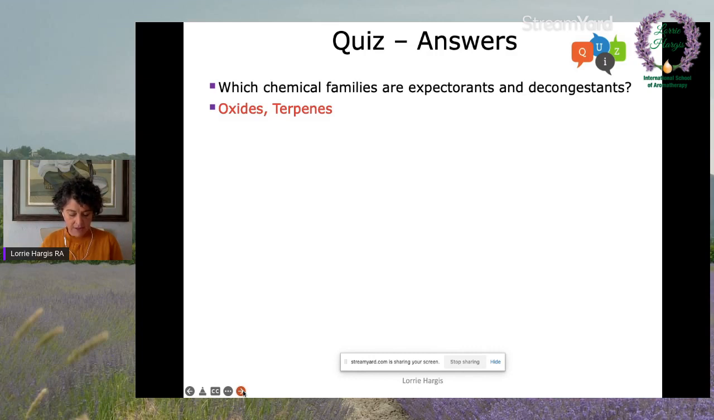Okay, terpenes, oxides, Raven, Sarah. Yep, there we go. So here, what chemical families are antiviral? You guys are really good. I'm impressed. Phenols, ketones, good. What chemical families? Oxides.